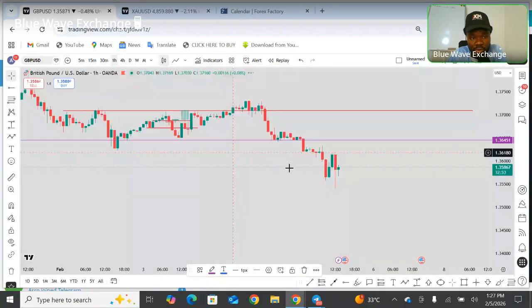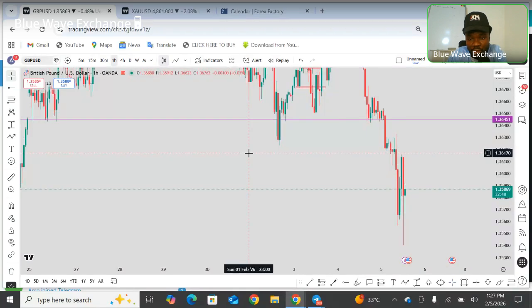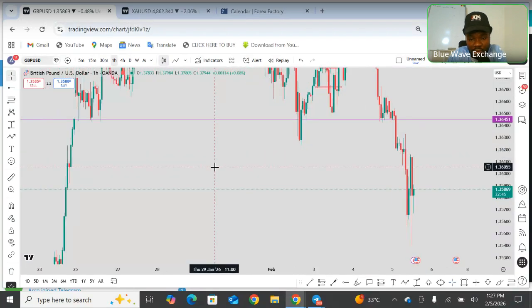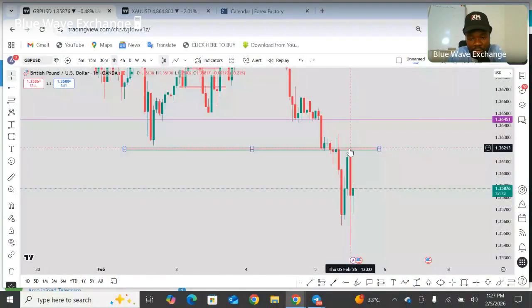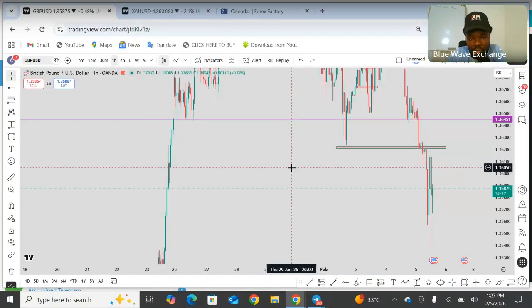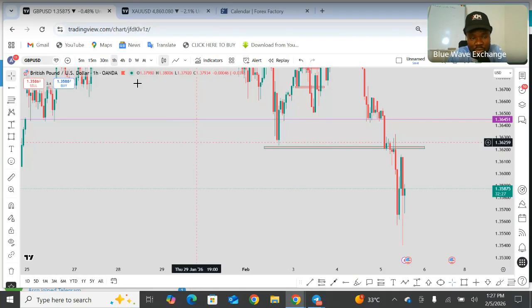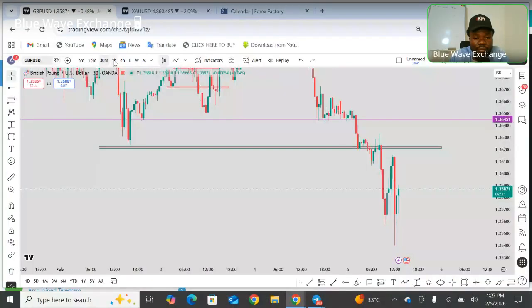But the lower time frame doesn't give. So price has given nice opportunities. There was a nice sell over here for GBP USD at the H1 time frame. There was a nice sell over there. Yeah, so it has already passed.